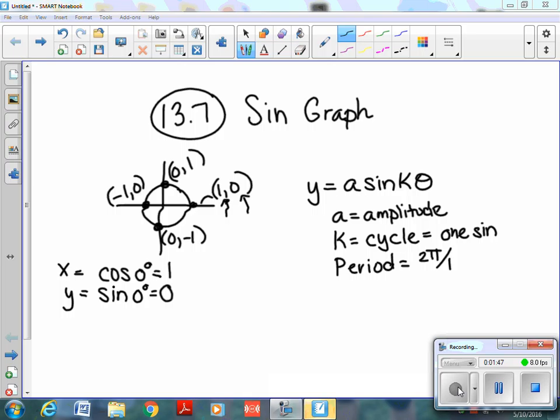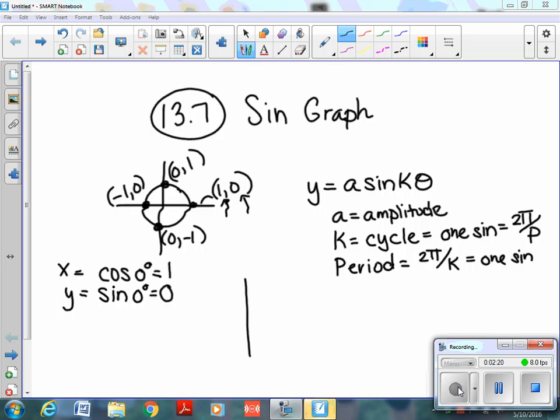It's 2 pi divided by k, and to find k, it's 2 pi divided by period. Those two are easy to remember. K is 2 pi divided by P, period is 2 pi divided by k. The amplitude is the height, k is the cycle, how long it takes to make just one sine graph. The period is how long to make one complete sine graph.